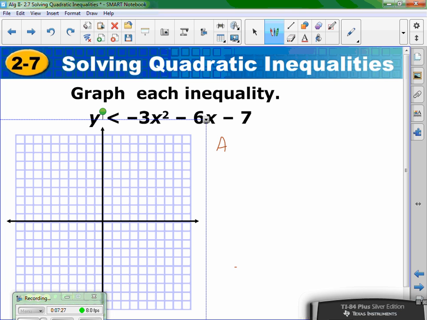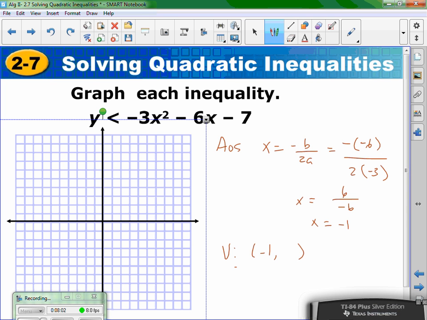Find the AOS, which is negative b over 2a. What is your b? Negative 6. Don't forget to take the sign. 2 times, what's a? Negative 3. Negative negative 6 means 6. 2 times negative 3, negative 6. X is negative 1. So I know my vertex is negative 1 comma something.